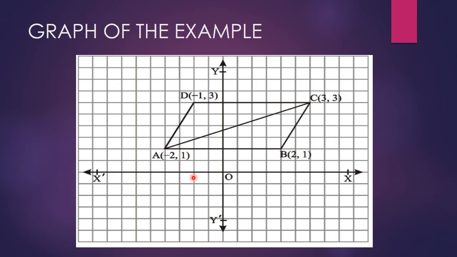The coordinates of A were -2, 1, x is -2, y is +1. B, x is +2, y is +1. C, x +3, y +3. And D, x -1, y +3. By locating these 4 points on the graph paper and joining them, we will get our parallelogram.